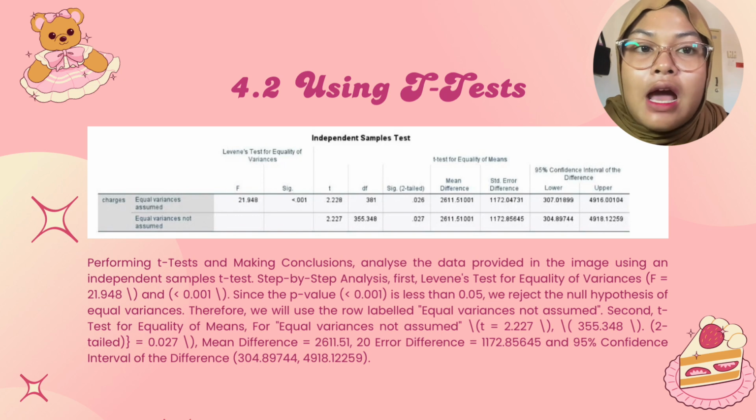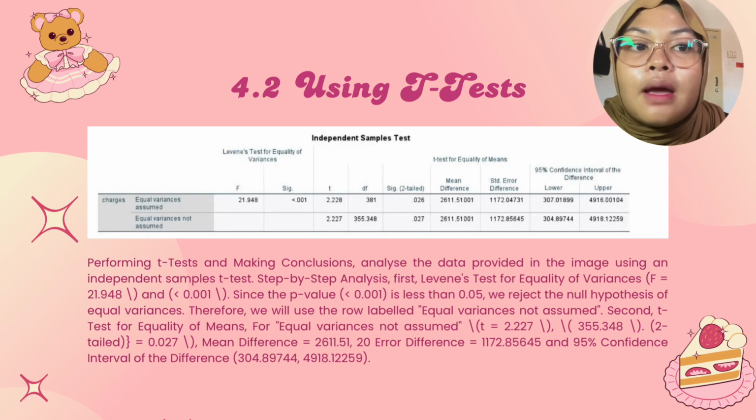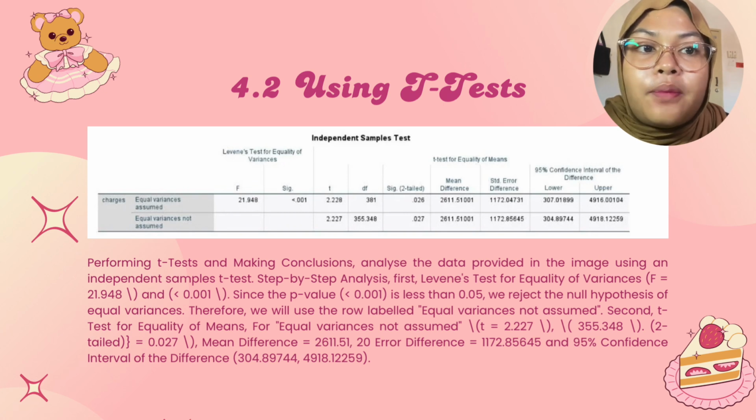4.2 Using t-test. Performing t-tests and making conclusions: analyze the data provided in the image using an independent sample t-test. Step-by-step analysis. First, Levene's test for equality of variance. F equals 21.948 and significance equals 0.001. Since the p-value 0.001 is less than 0.05, we reject the null hypothesis of equal variance. Therefore, we will use the row labeled equal variance not assumed.